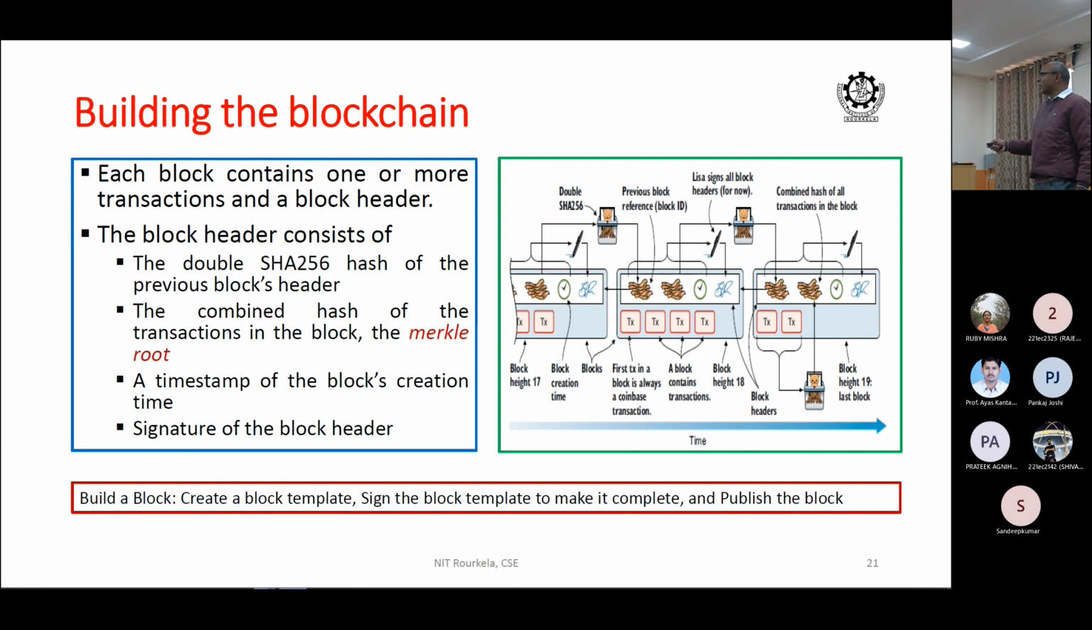Each block contains one or more transactions, and the block header is here. What does the block header contain? The block header contains the hash of the previous block header. We hash it two times, double SHA-256, to generate 256 bits of the previous header. And it contains the combined hash of the transactions in the block, the Merkle tree.